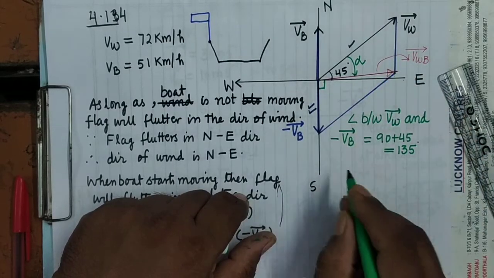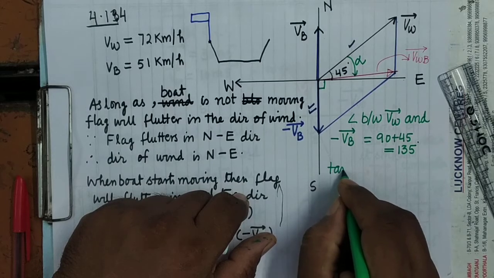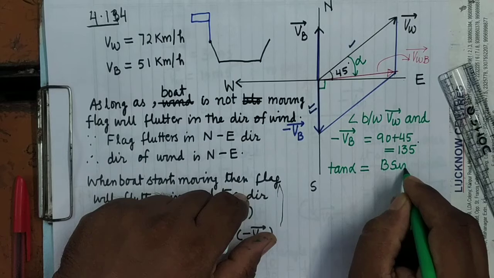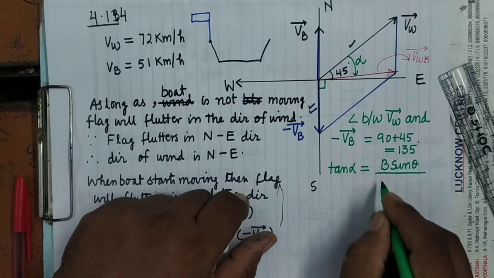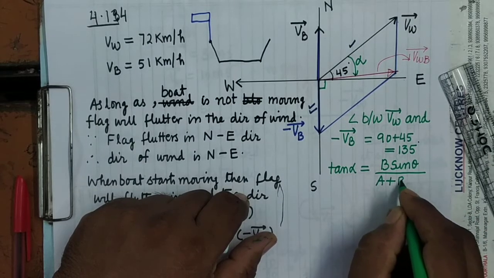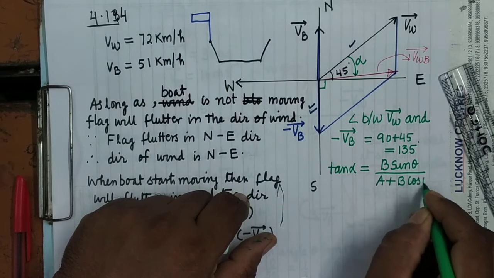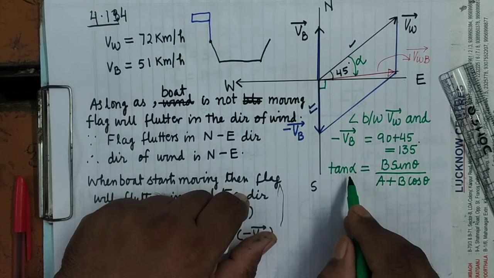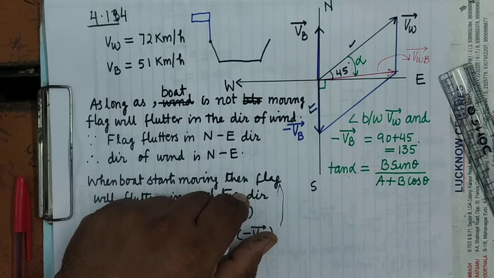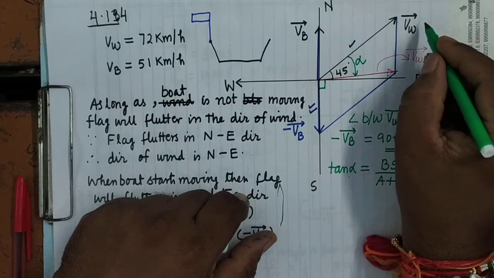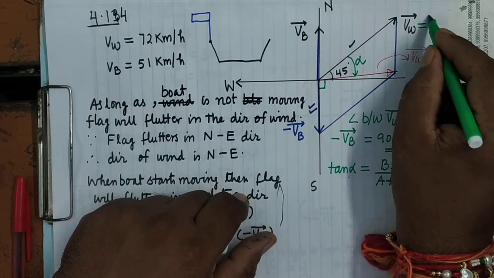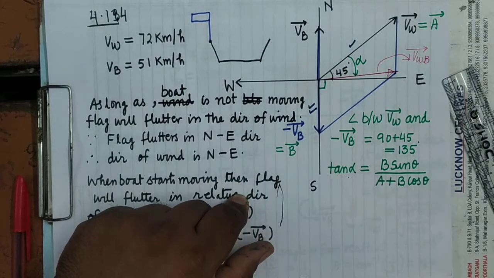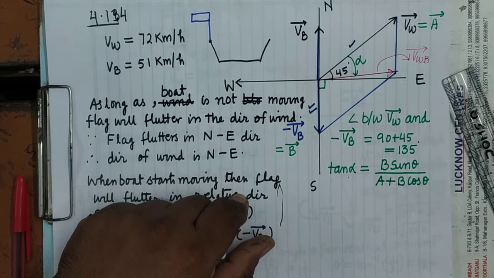You can take tan alpha. So what is tan alpha? That you know it is B sin theta upon A plus B cos theta. It's clear. What is alpha? Alpha is the angle made by resultant from vector A. So vector A will be this. And this will be vector B here. It's clear. A and B are simply magnitudes.